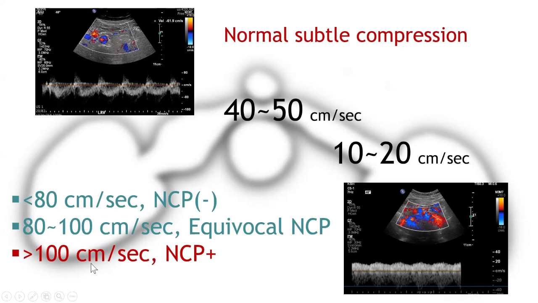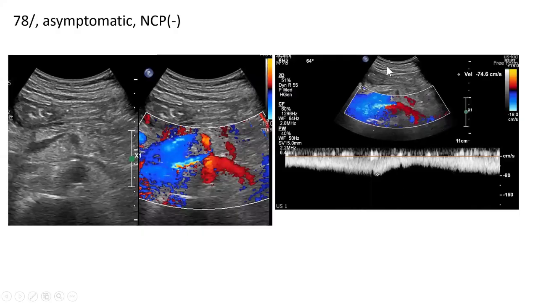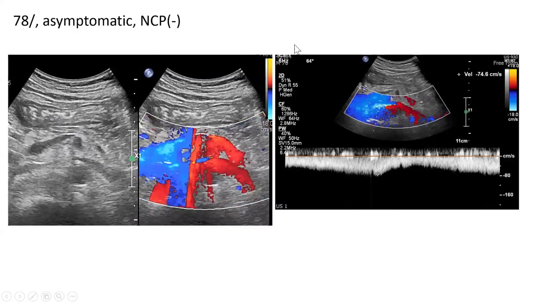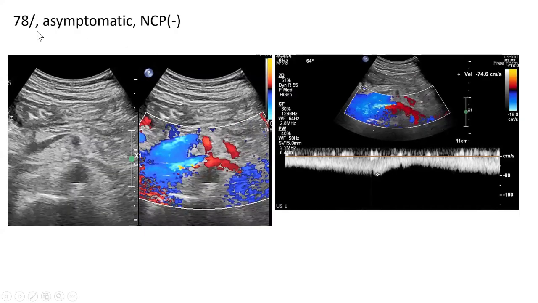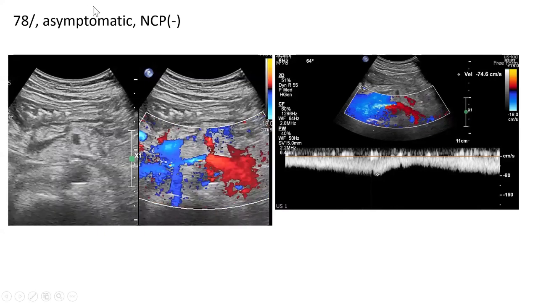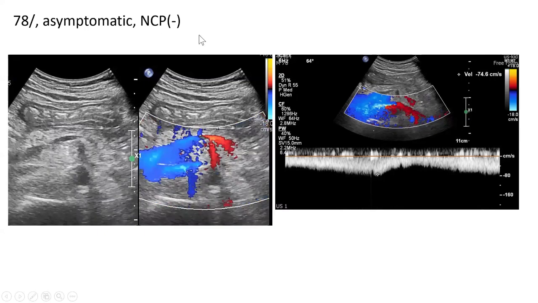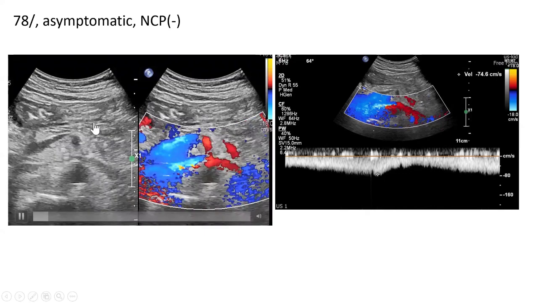So 100 centimeters per second is a very simple criterion, and now we use this simple criterion in detection of nutcracker patients in our usual daily Doppler ultrasound examination. I will show you some examples. This is an old man, an asymptomatic man, and this is a grayscale ultrasound.